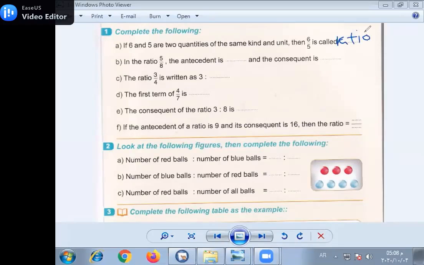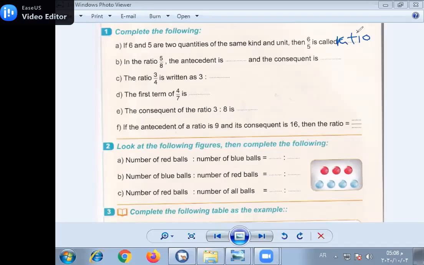Number B. In the ratio 5 over 8 or 5 to 8, the antecedent is... Yeah, okay, go ahead. Number 1 is 5. Sorry, your voice is not clear. Raise your voice. Number 1 is 5. What is the antecedent?